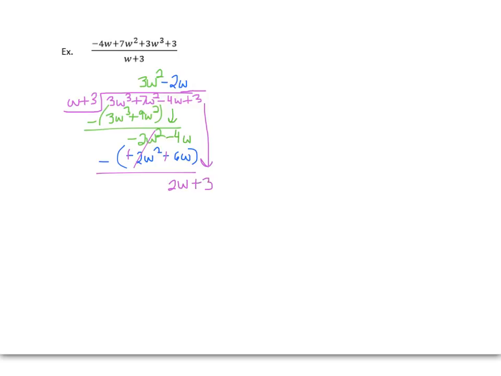Then we start over. What do I multiply w by to get 2w, which is 2. And then I do w plus 3 times 2, so that's 2w plus 6. And if you weren't careful, you might have thought that this didn't have a remainder, but since I had to times by 2, that's why that ends up being a remainder of negative 3, because it's 3 minus 6. So I'm going to write minus, and then I do 3 over what I'm dividing by, which is w plus 3. So this is my answer.